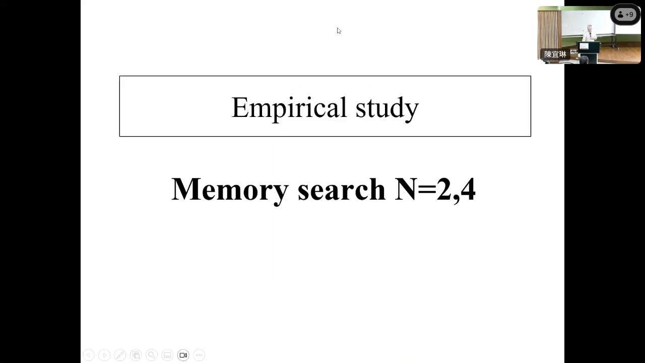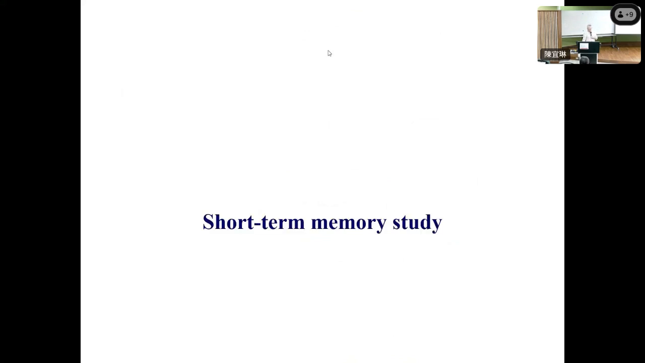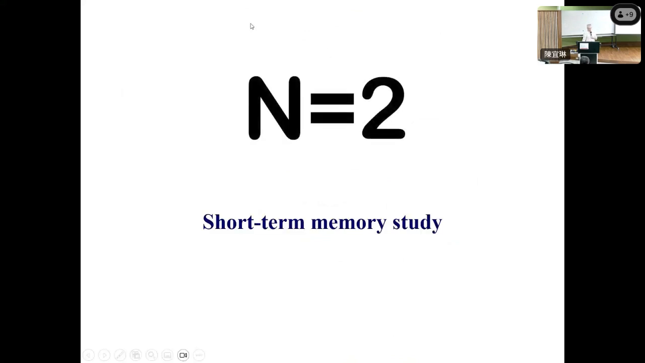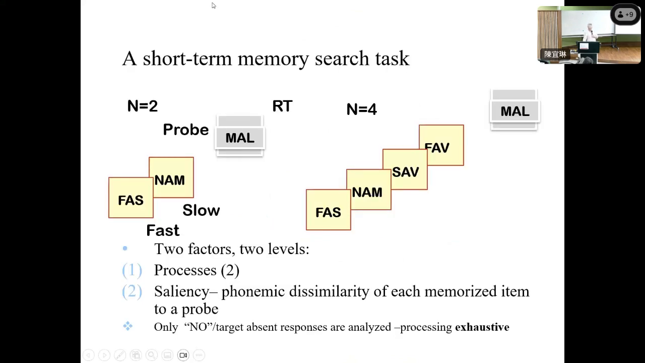All right, let's see what we have. First, start with a memory study. Now we go to the real details. We run a short-term memory research. First we're going to look at the n equal 2 case, when you only have 2 processes. That means we have 2 memorized items in a set only. And n equal 2 looks like this. Subject has to memorize 3-letter words, like fas, nam, and we varied the phonemic similarity to the target. So this is the n equal 2 case.